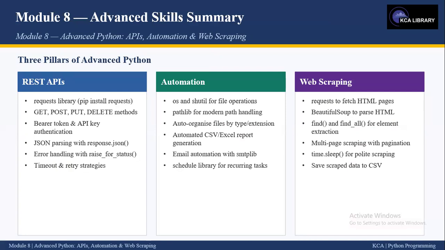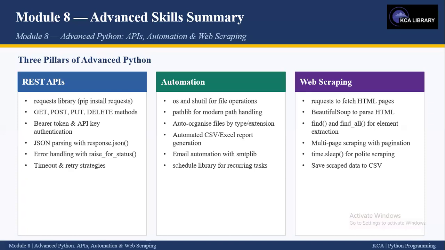Under automation, the os and shutil modules handle file operations. Pathlib provides a modern path handling approach. Scripts can automatically organize files by type. CSV and Excel reports can be generated programmatically. Email can be sent using the smtplib library, and the schedule library manages recurring task execution.